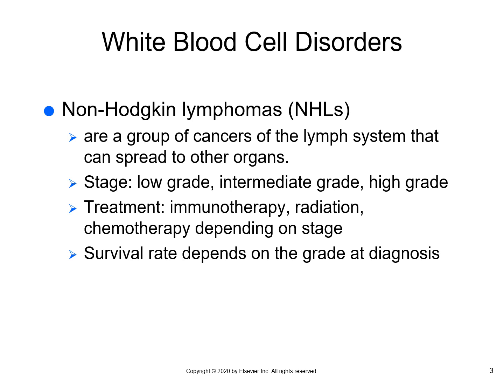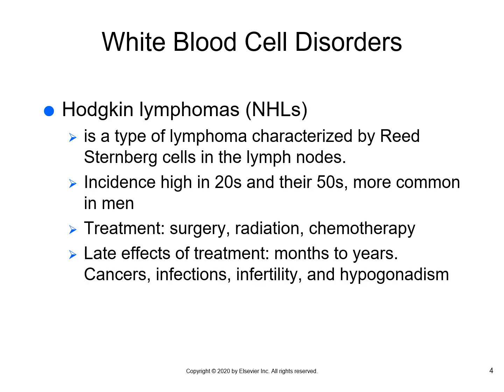Survival rate depends on the grade at diagnosis. Obviously, the more advanced the cancer is when we catch it, the poorer the prognosis is, right? And the earlier that we catch it, the better the prognosis will be.